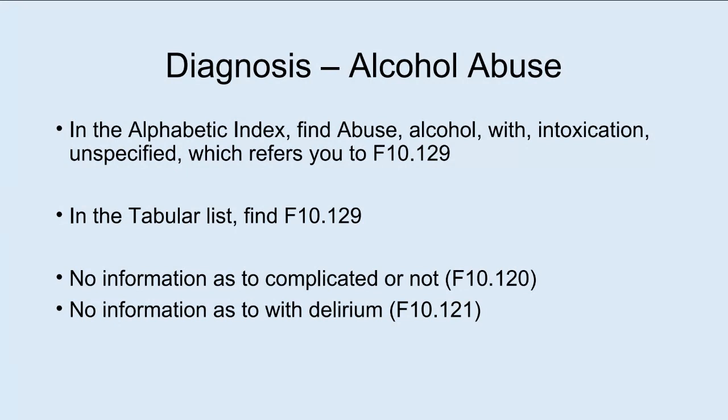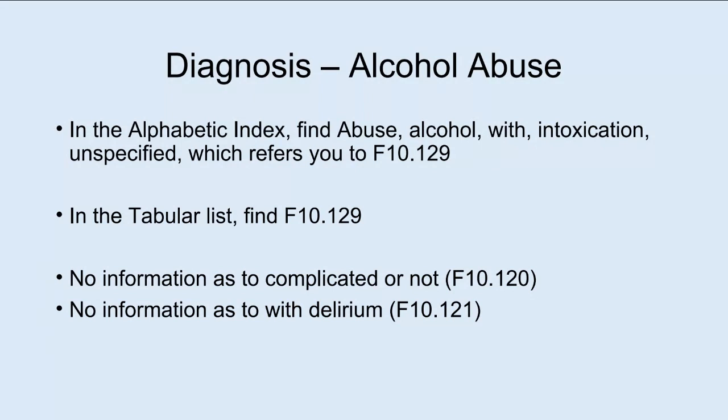The use additional code note from K25 refers you to F10 for alcohol abuse and dependence. So this case documents abuse, not dependence. So we're going to look up abuse in the alphabetic index, abuse, alcohol with intoxication, because she's drunk at the time, unspecified, which refers you to F10.129. So with intoxication means drunk at the time she's being seen, okay?